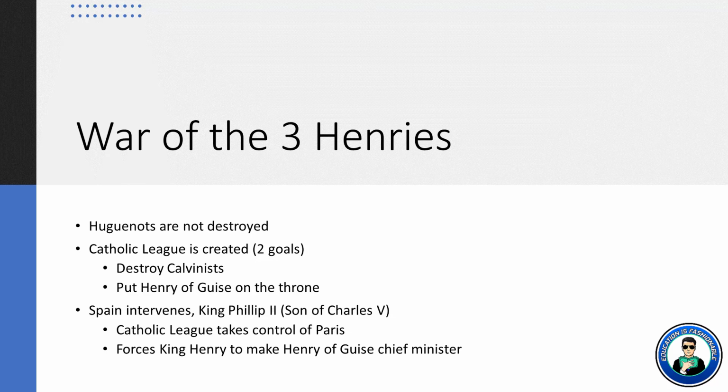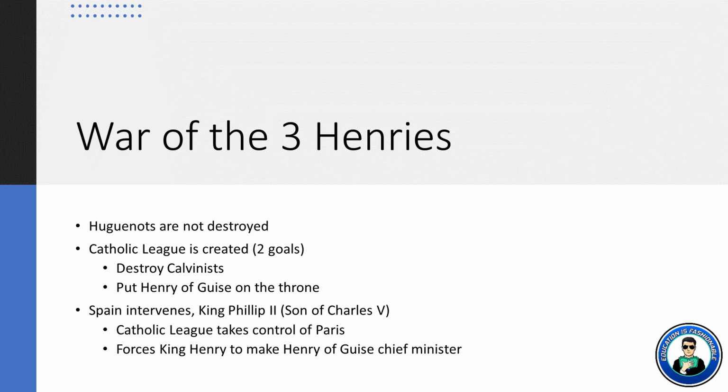We end up having something called the Catholic League, which is created, and basically they're an organization, and they have two goals. I'm sure you can guess what the organization is about, right? The Catholic League. They want to destroy all the Calvinists that are within France, and they also want to put Henry of Guise on the throne. So again, this is the Guise family trying to gain some more power for themselves.